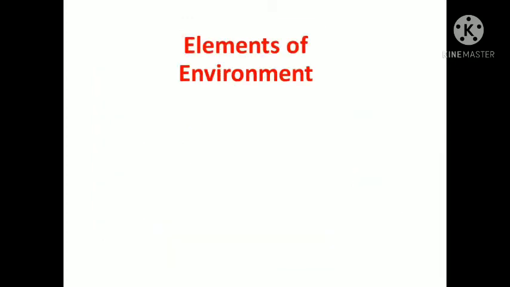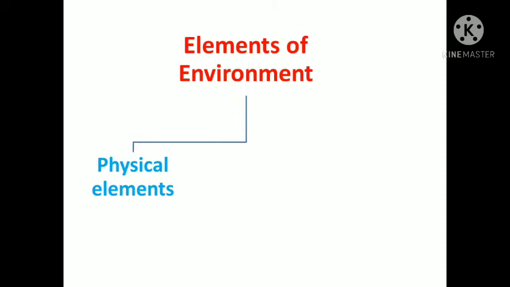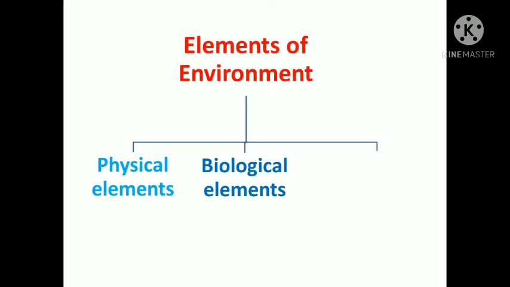Now, elements of the environment. There are three elements of the environment. First, the physical elements like air, temperature, humidity, light, etc., and biological elements like living organisms, man, animals, microorganisms, plants, etc. And the third one is cultural elements. Culture means society: what society gives to the environment and what it takes from the environment. All these are elements of the environment.